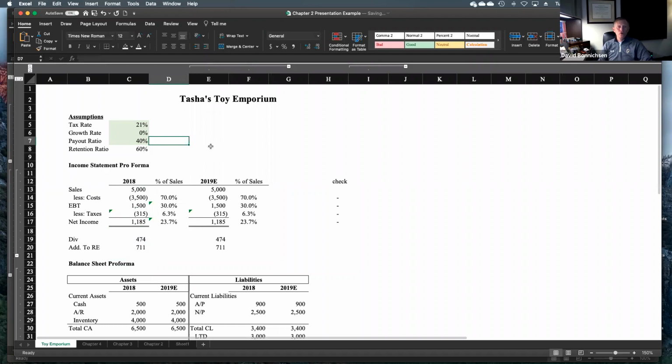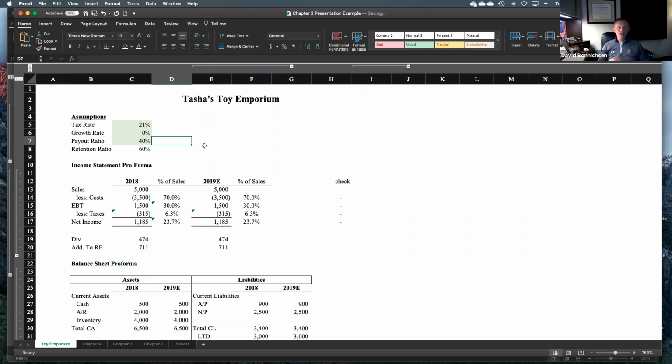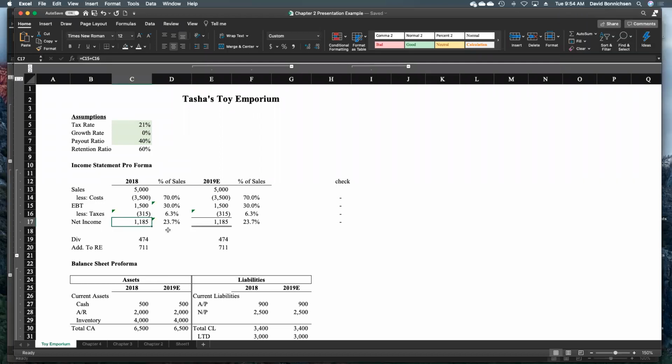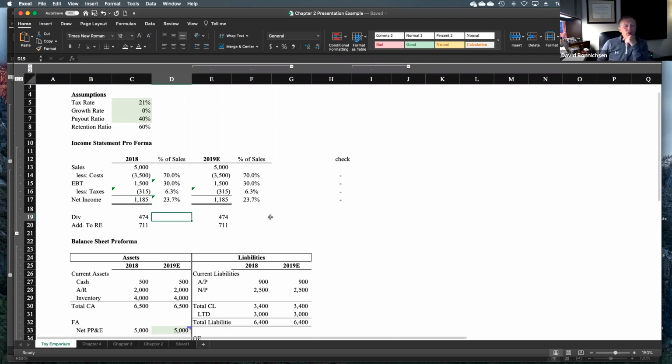So the payout ratio tells you what percentage of net income goes to dividends, right? And the retention ratio is what percentage of net income gets added to retained earnings, right? The two of those percentages have to equal 100% because we're splitting up all of the net income into one of those two buckets. Okay, yeah, I get it now. Thank you. Make sense? Cool. Good question.